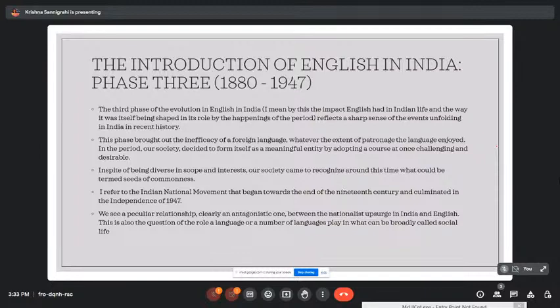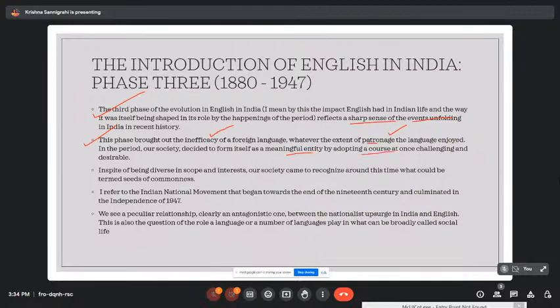The third phase of evolution in India reflects a sharp sense of the events unfolding in India. This phase brought out the inefficacy of foreign language, whatever the extent of patronage the language enjoyed. That is, whatever be the support from the crown, even then the insufficiency of a foreign language was highlighted. And a meaningful entity by adopting a course at once challenging and desirable.